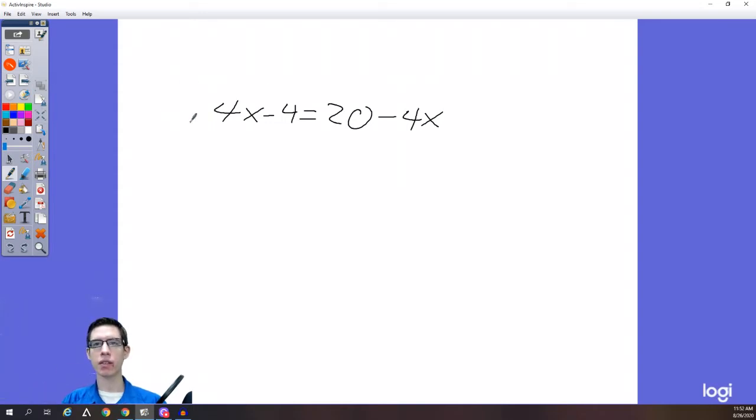Oh yeah, this is good. This is good. Let's look at this one. So we've got 4x minus 4 equals 20 minus 4x. Let me switch to red here, just because I like switching up colors. It's a thing I like to do.